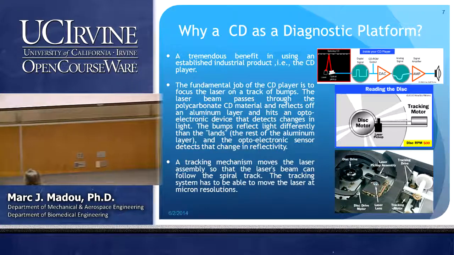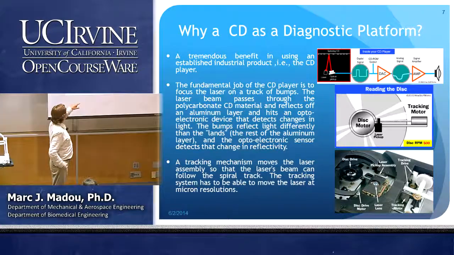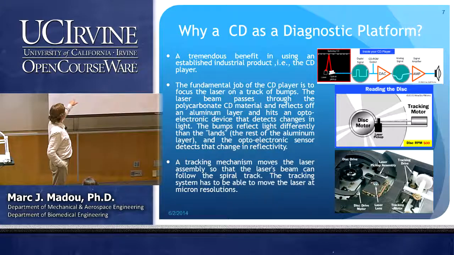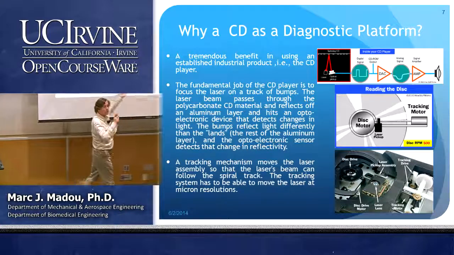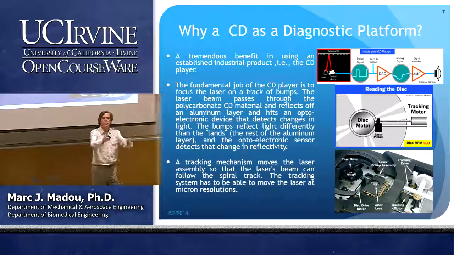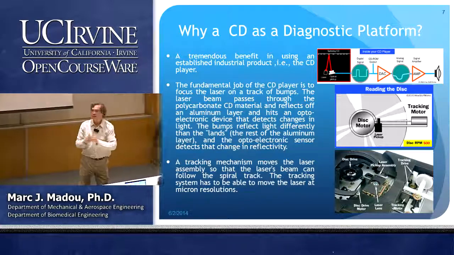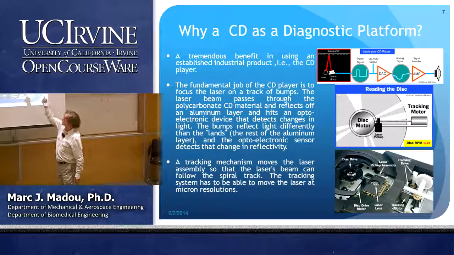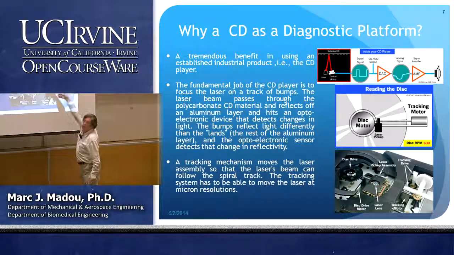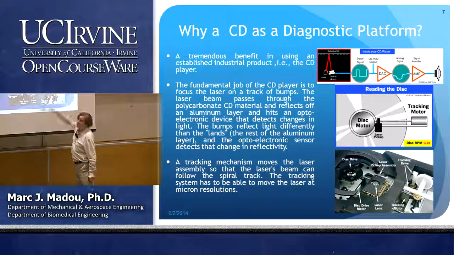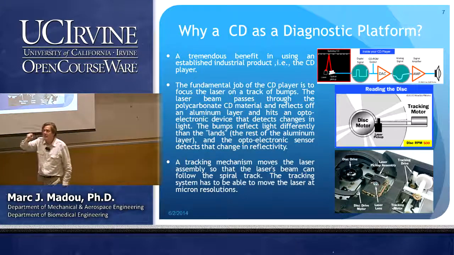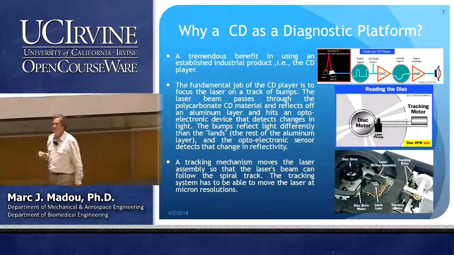So a tracking mechanism moves the laser assembly so that the laser beam can follow the spiral track. The tracking system has to be able to move the laser at micron resolution. So there are two motors. I'm sure some of you have opened a CD player. There is a rotary one, and then there's a tracking motor, a linear one. And that mechanism allows you to go anywhere on that XY platform.